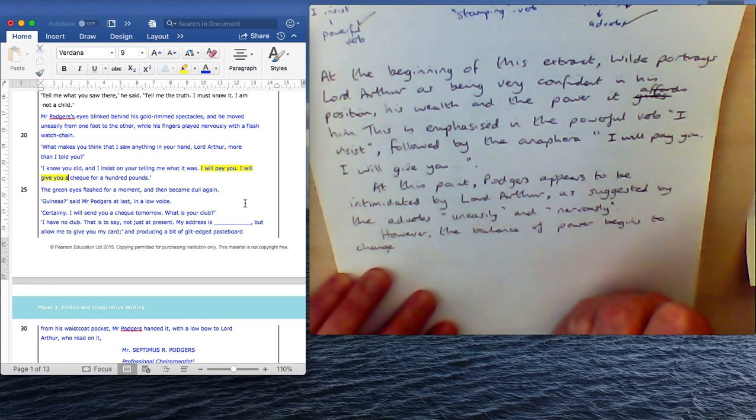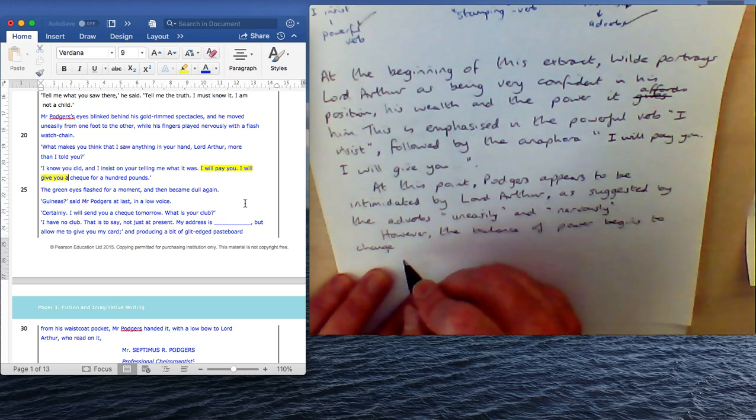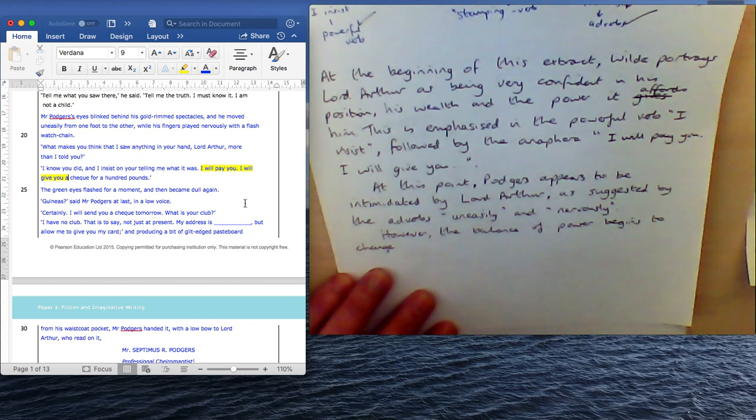Now when does it begin to change? Well, it begins to change when Lord Arthur offers a cheque for £100, and I'm going to use that as an embedded quotation. So it's this last bit. I've actually highlighted the first section of it already because I made a point about that sentence earlier on when I was talking about anaphora.